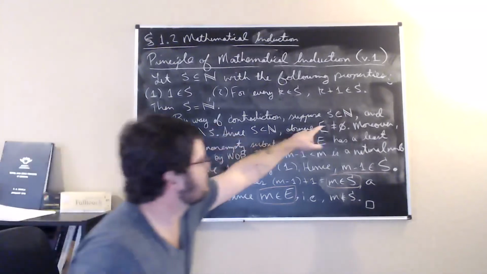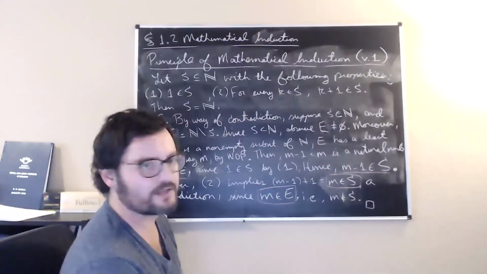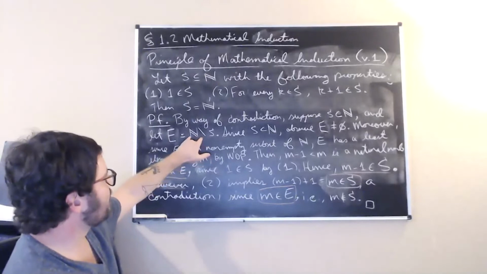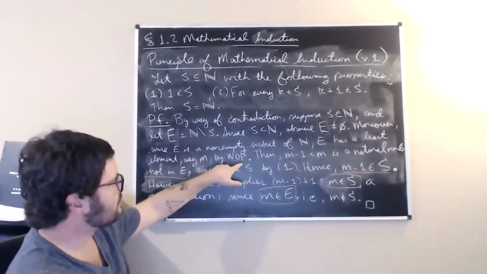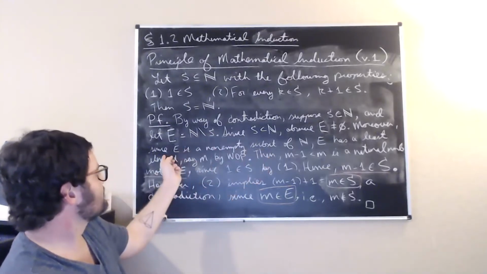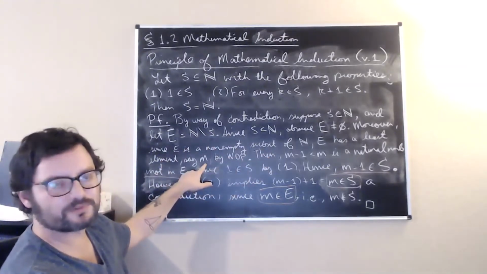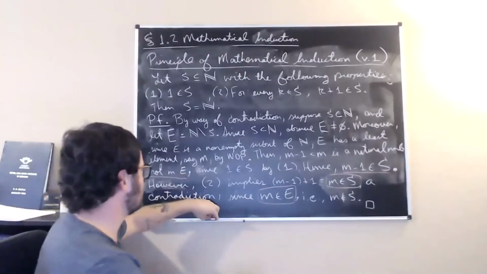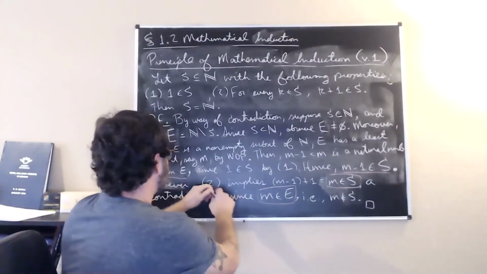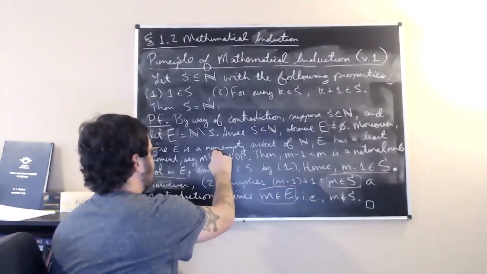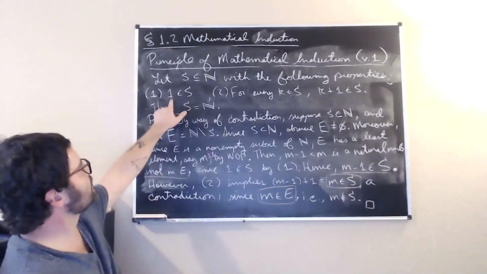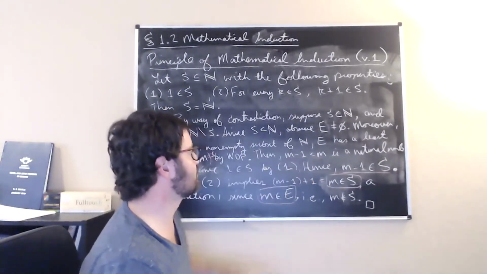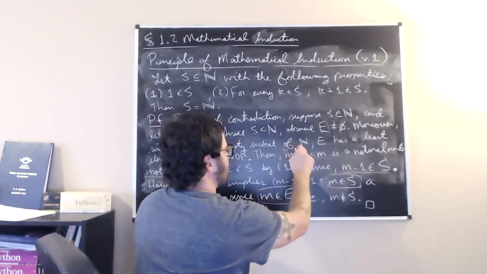Okay, so that's the contradiction. If we assume by contradiction that S is not equal to the natural numbers, which means it's a proper subset of the naturals, then E, which is the set of all naturals that don't belong to S, is non-empty, and it has a least element M, by the well-ordering property. Okay? Now, M can't be equal to 1, right? M cannot be equal to the element 1, because under this assumption here, 1 belongs to S. So we know that M minus 1 is a natural number. Is it a natural number because M is greater than 1?